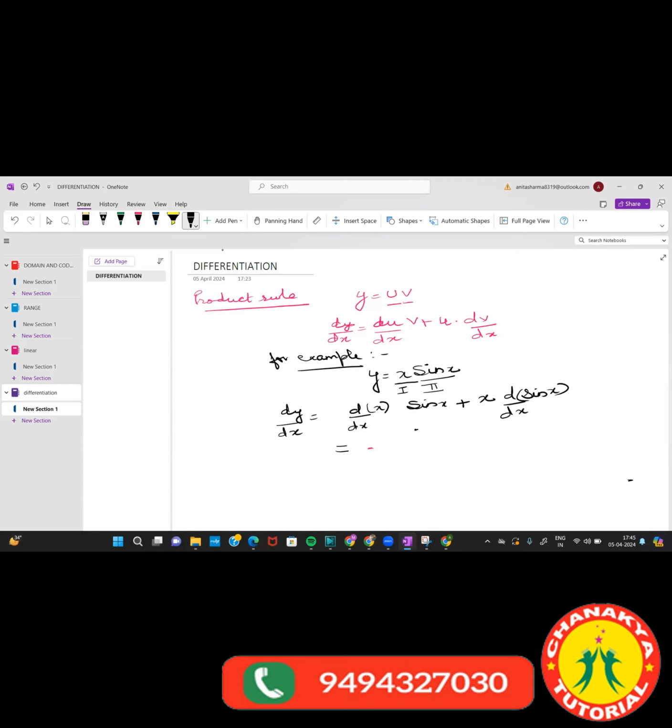Right? Now the differentiation of sin x is cos x, beta. The differentiation of x is 1, yesterday I told you. So it will be 1 times sin x, plus x times the differentiation of sin x, which is cos x. So your answer will be sin x plus x cos x. Understood, beta? Yes, ma'am.